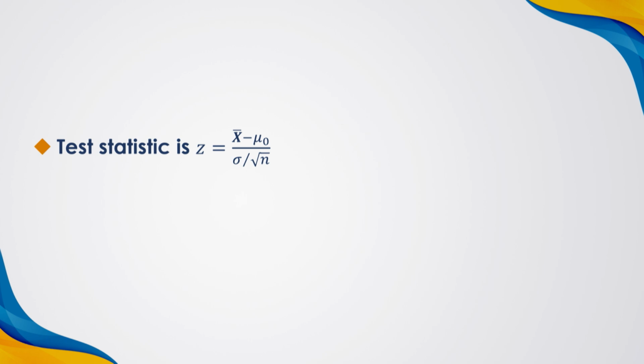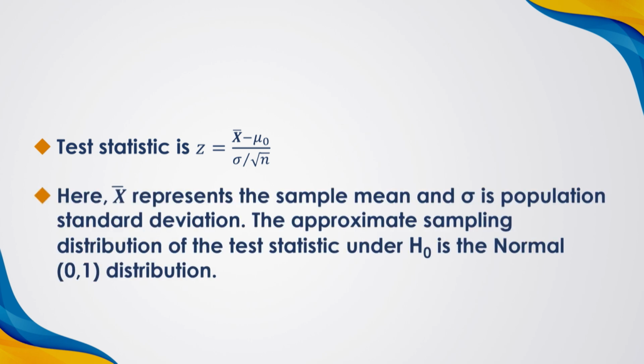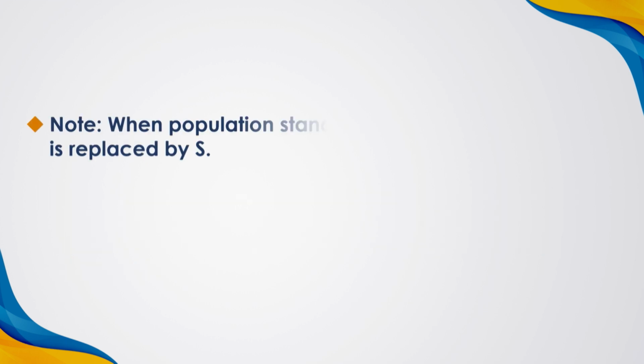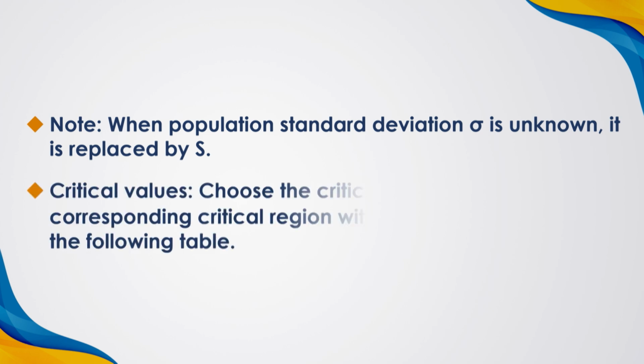The next step, we have to construct a test statistic, which is given by the formula Z equal to x bar minus mu naught divided by sigma by root n. Here x bar represents the sample mean and sigma is the population standard deviation. The approximate sampling distribution of the test statistic under H naught is the normal 0,1 distribution. Note, when the population standard deviation sigma is unknown, it is replaced by the letter capital S.